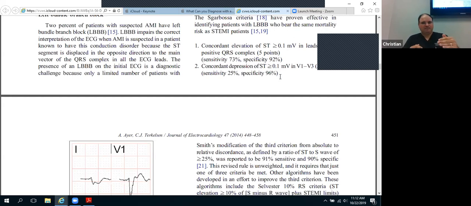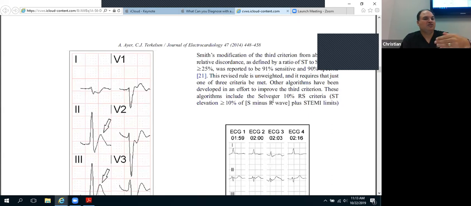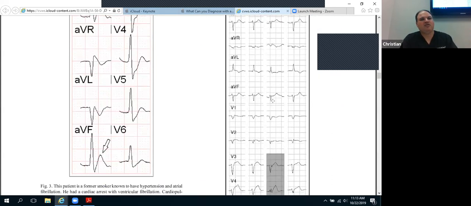The concordant depression, in my mind, is generally described as appropriate discordance. So ST depression, meaning away from the QRS, discordance, should usually be less than 5 boxes. And there's a percentage rule that if it's more than 25% of the total QRS, that's abnormal too. So Sgarbossa, I could do a 20-minute lecture on it, so I don't want to do that, but just recognize that there is a way to diagnose it that's specific for left bundle.